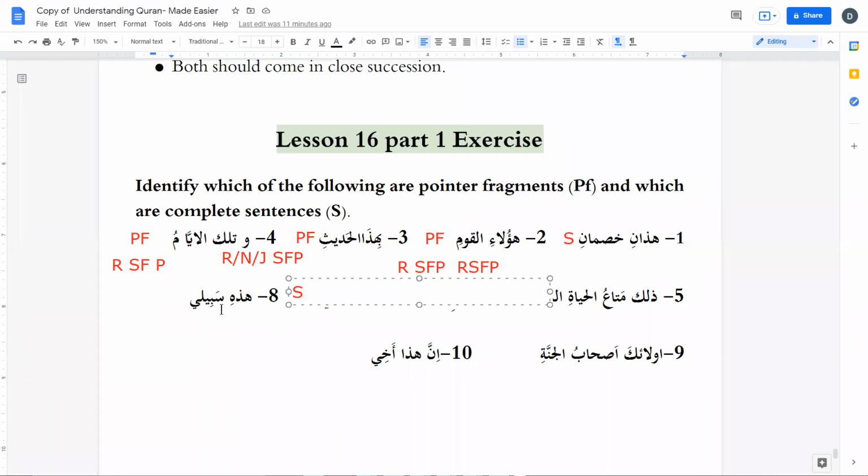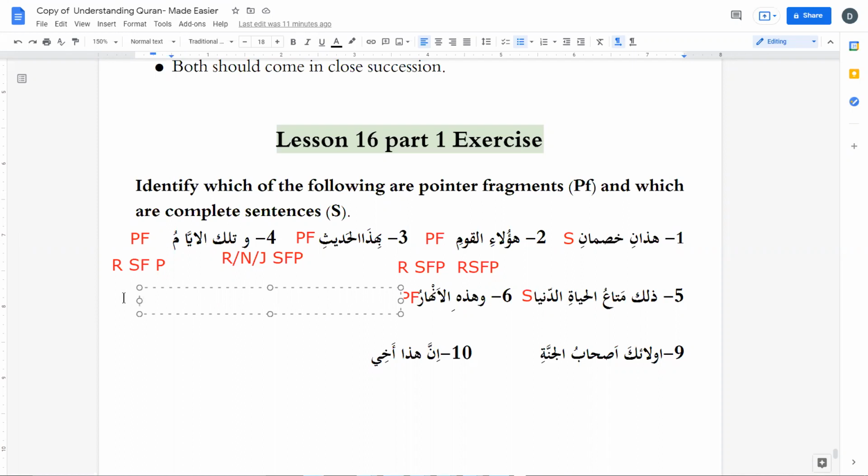And what about hadhihi sabili? Is this fulfilling the conditions? No. Yes, you are right. This is also not fulfilling the condition because there is no "al" on the ism following the ism ishara. Now this one.